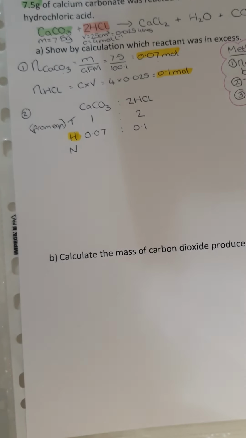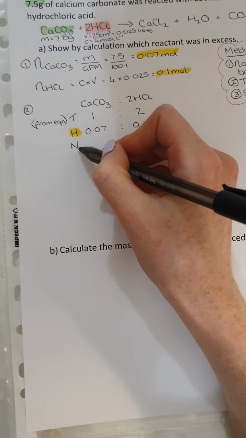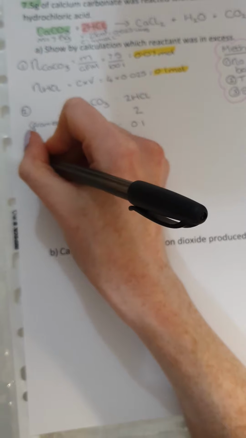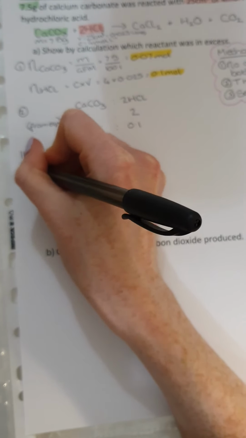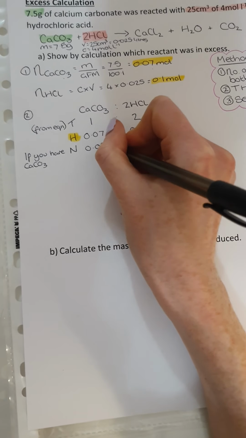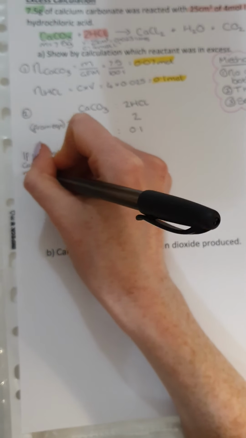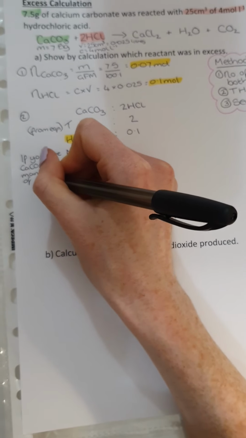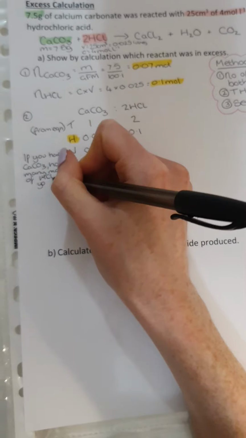N section is need. So theory, have, need. For need, I'll write a sentence here to help. If you have your calcium carbonate, so you have 0.07, how many moles of HCl do you need?